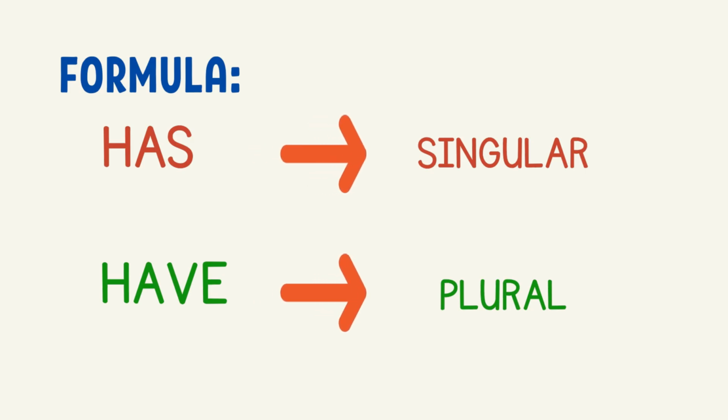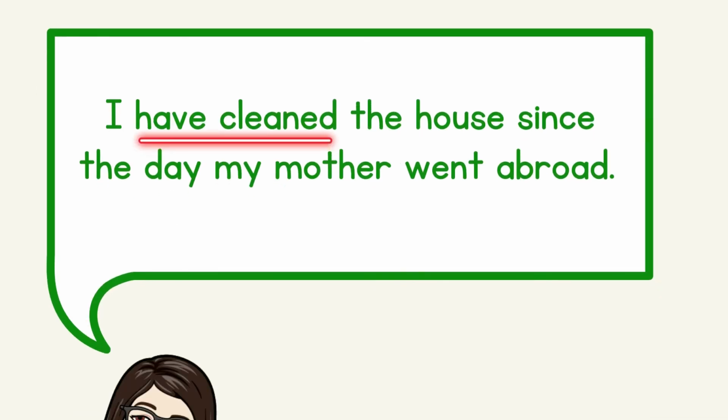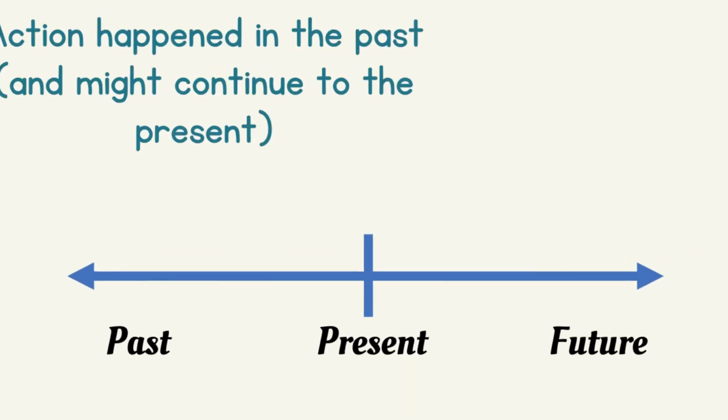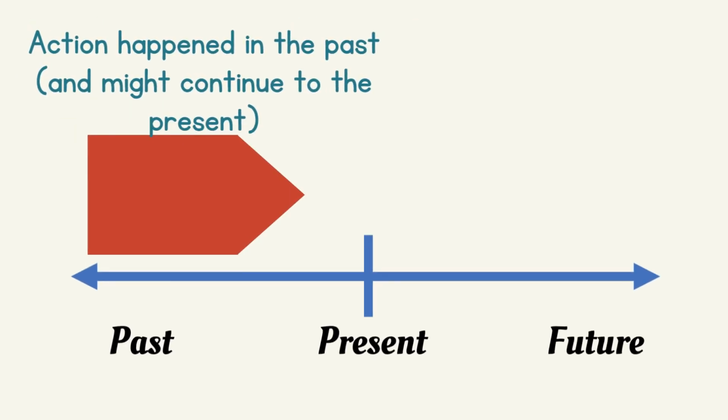Let's take a look at the example. I have cleaned the house since the day my mother went abroad. In the example, the person started to clean the house the day his mother went abroad and is still cleaning the house up until now. So, the action happened in the past and is still continuing in the present.